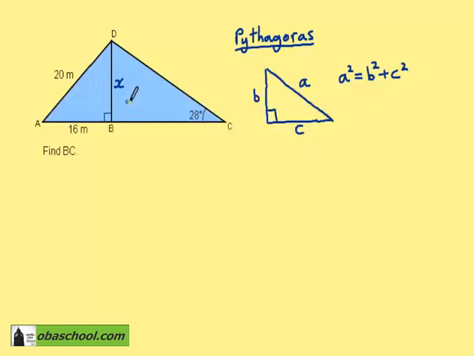If we look at the triangle we have, the hypotenuse is 20. So 20 squared is equal to 16 squared plus x squared. Just writing this in a different order, we have x squared plus 16 squared is equal to 20 squared. And if you look at this closely, you'll see that I've done nothing more than write it in a different order.